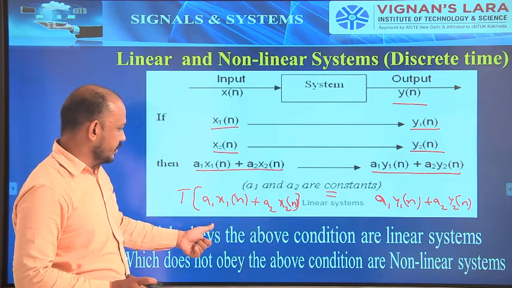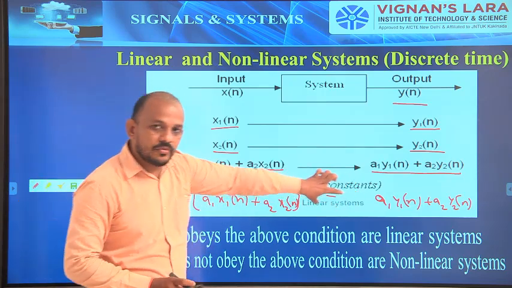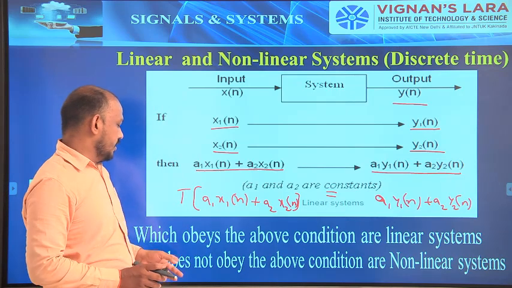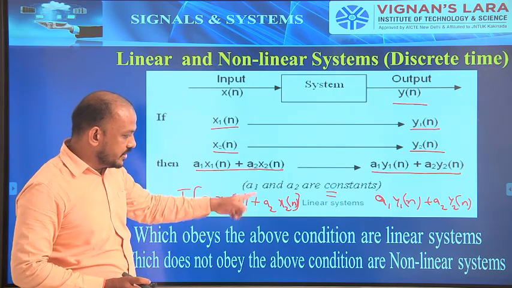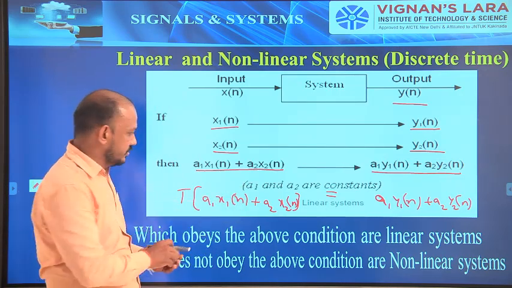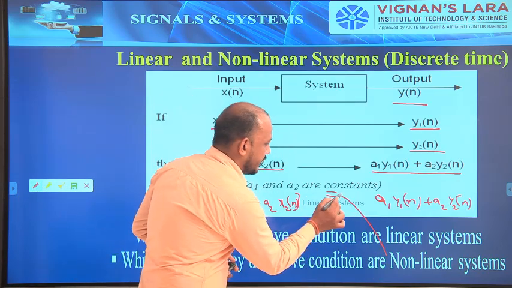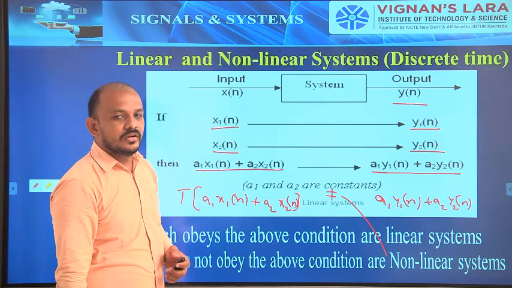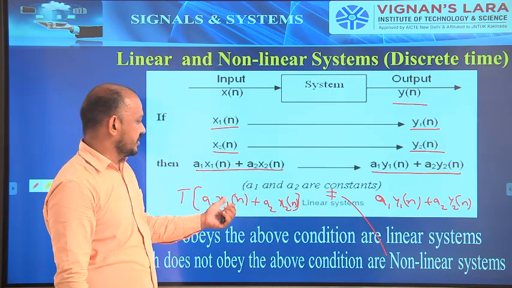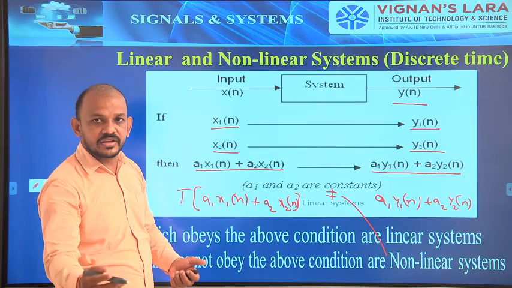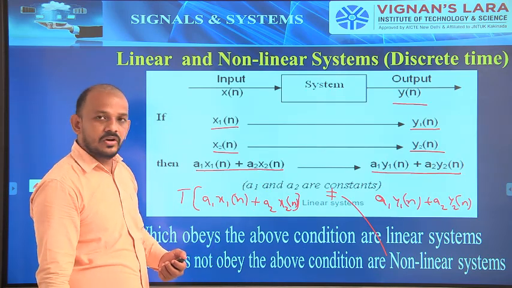That is, if the system obeys the above condition, then you can call that system a linear system. And if the system does not obey the above condition, so transformed version of A1 x1 of n plus A2 x2 of n is not equal to A1 y1 of n plus A2 y2 of n, then we can say the system is a non-linear system.